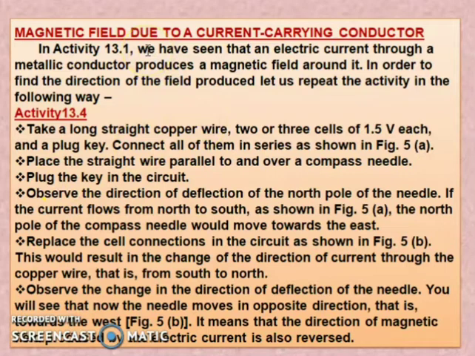Next, we are going to see the magnetic field due to a current carrying conductor. In Activity 13.1, we have seen that an electric current through a metallic conductor produces a magnetic field around it. In order to find the direction of the field produced, let us repeat this activity in the following way. Activity 13.4. Take a long straight copper wire, 2 or 3 cells of 1.5 volt each and a plug key. Connect them all in series as shown in the figure.